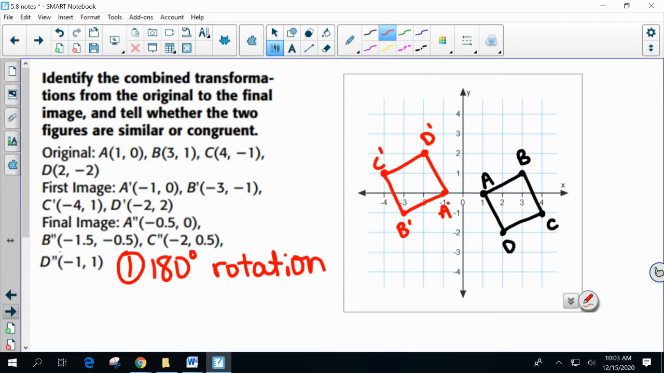Okay, so now we're gonna graph that final image. And you're gonna have to graph on decimals, but just do your best, like 0.5.